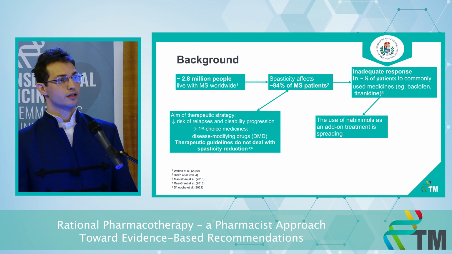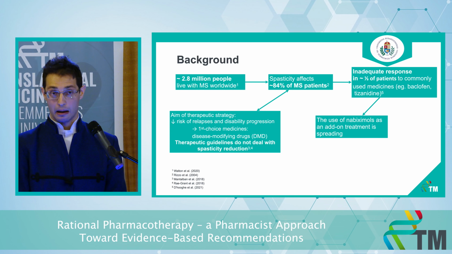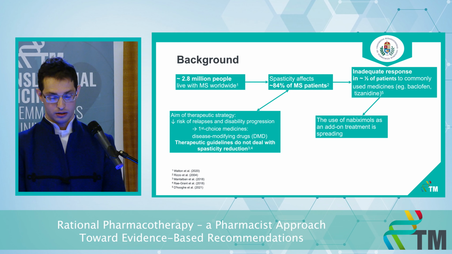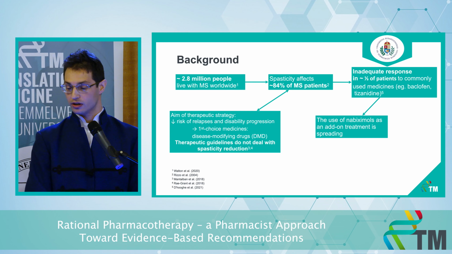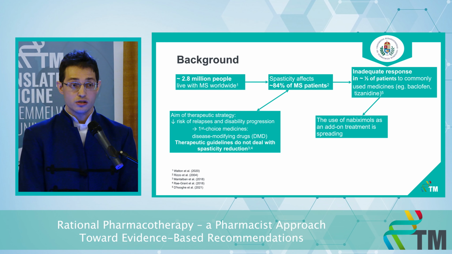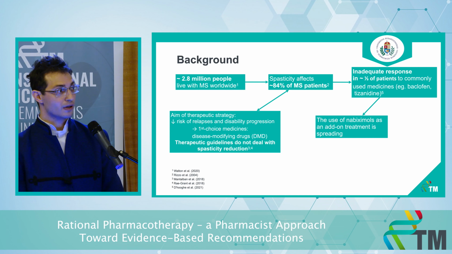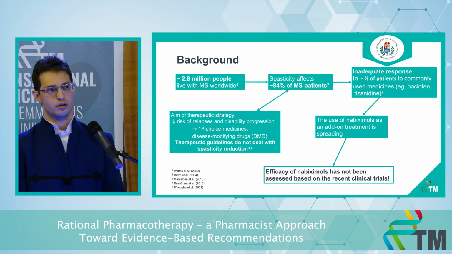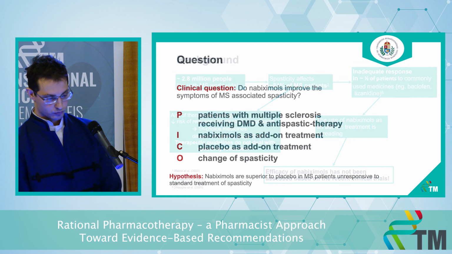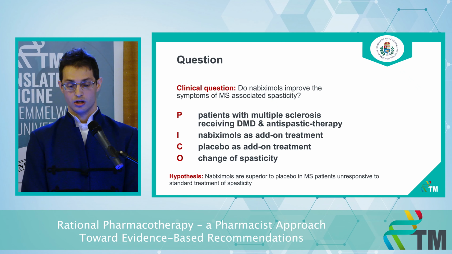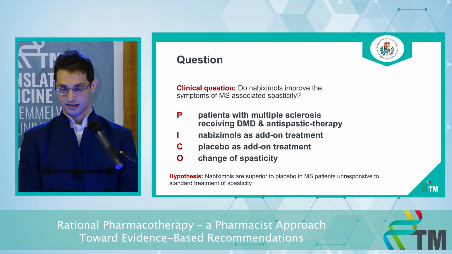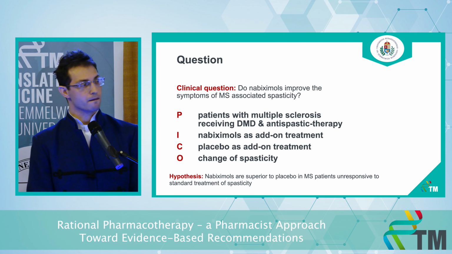But here's a trending theme, hemp, and we know that from hemp nabiximols can be obtained, which seems to be a great drug. But there's no really good information about them from recent data. So my clinical question is, do nabiximols improve the symptoms of multiple sclerosis-associated spasticity?